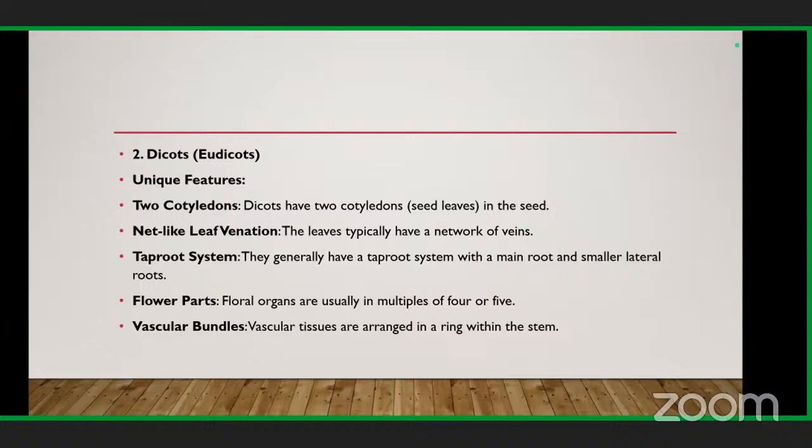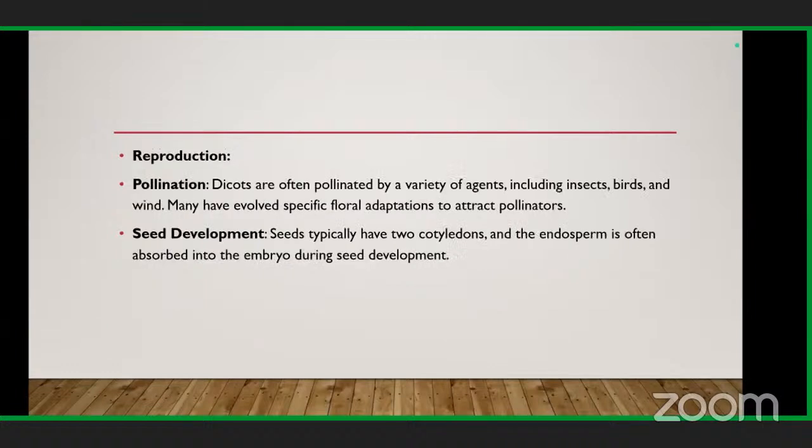So flower parts, floral organs are usually in multiples of 4 or 5, like 4, 8, 12, or 5, 10, 15. Then vascular bundles, vascular tissues are arranged in a ring within the stem. It is arranged in a ring, but in monocot, it is scattered. So reproduction, dicots are often pollinated by a variety of agents, including insects, birds, and wind. They have evolved specific floral adaptations to attract pollinators. And seed development, seeds typically have two cotyledons, and the endosperm is often absorbed into the embryo during the seed development. So it is similar.